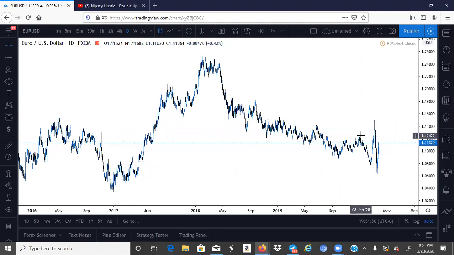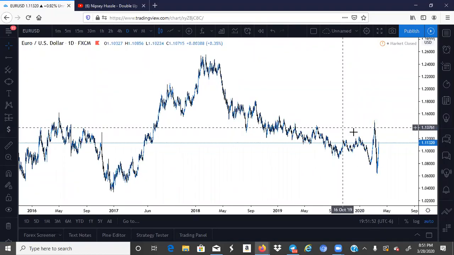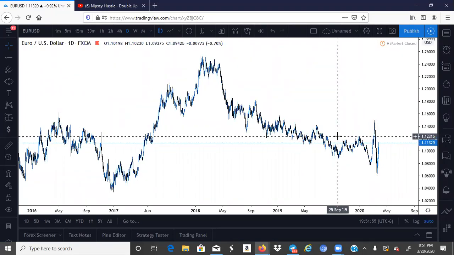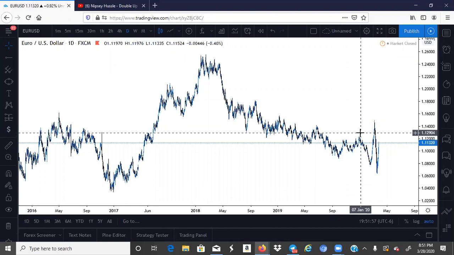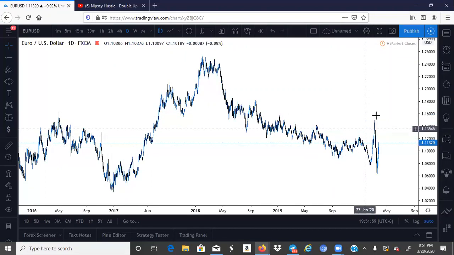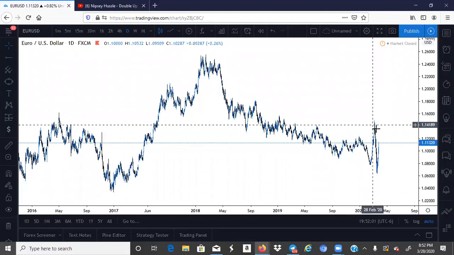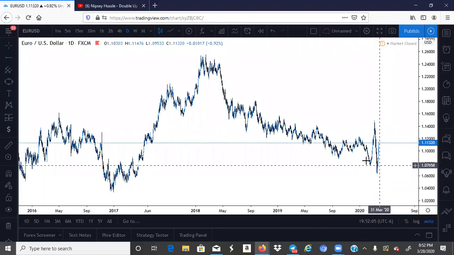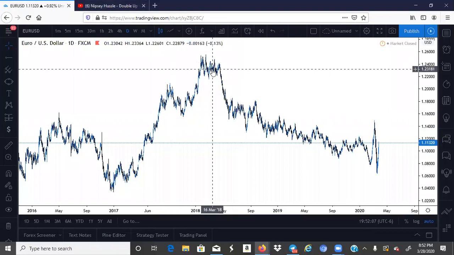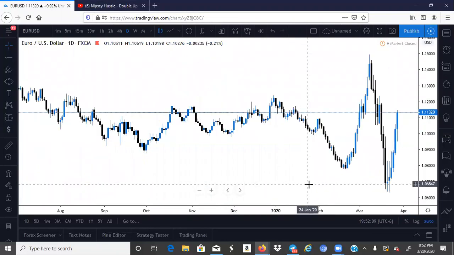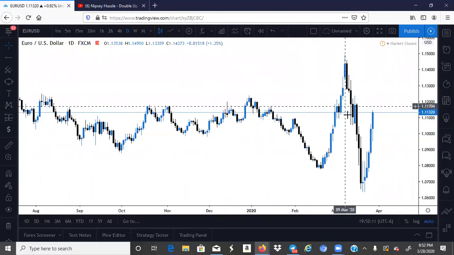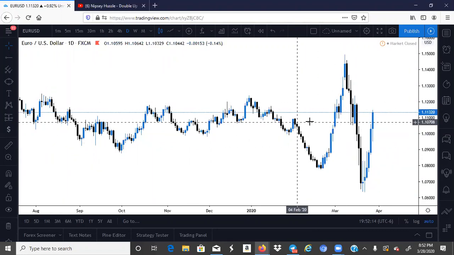So it kind of broke structure. It broke the bearish structure, and then it created a new high. But with everything that happened with the coronavirus and all of that, it plummeted and came back and created a new low, right? So with me knowing all of that, I see that this was pushing up.